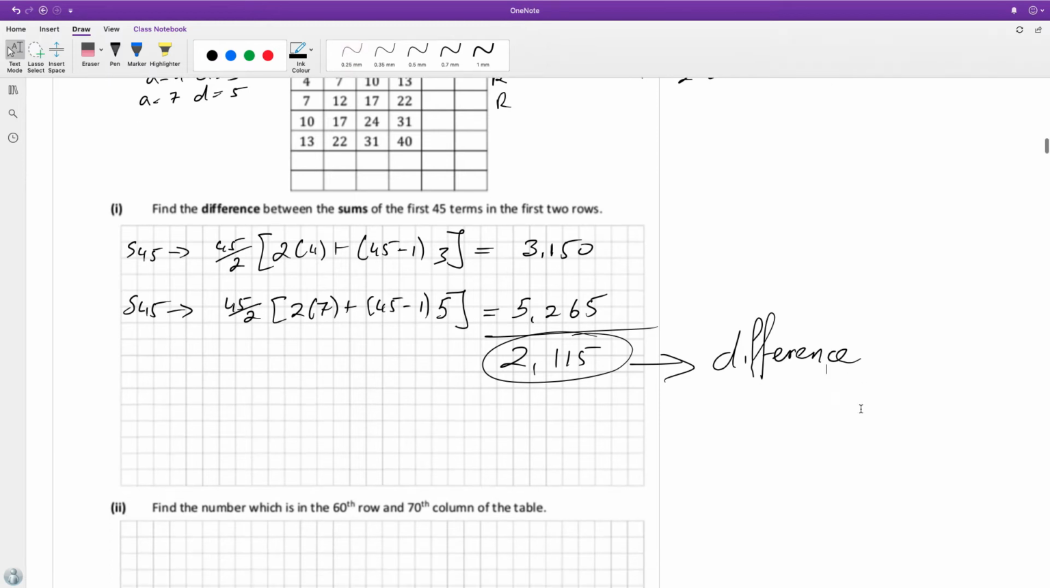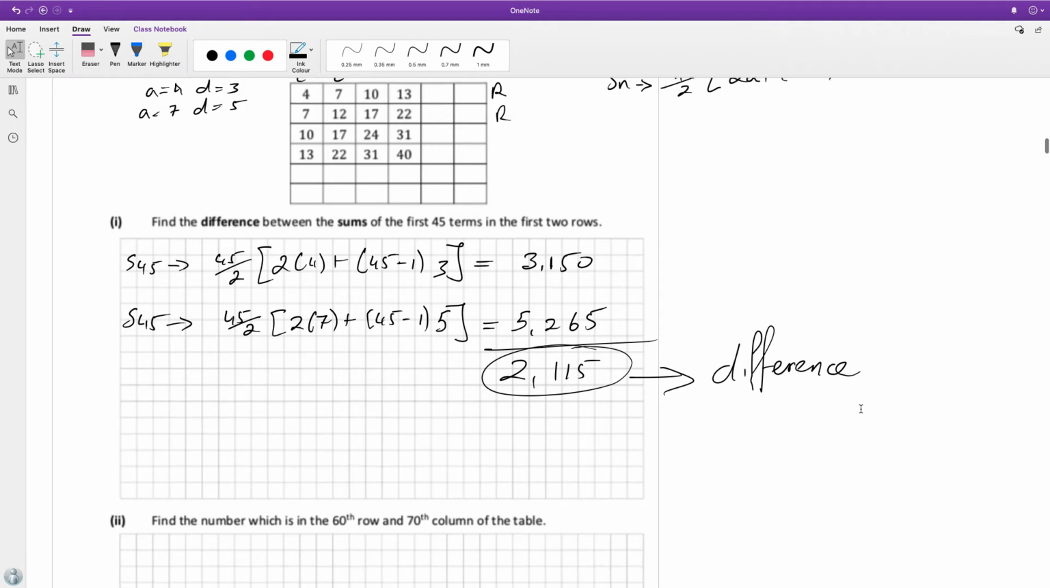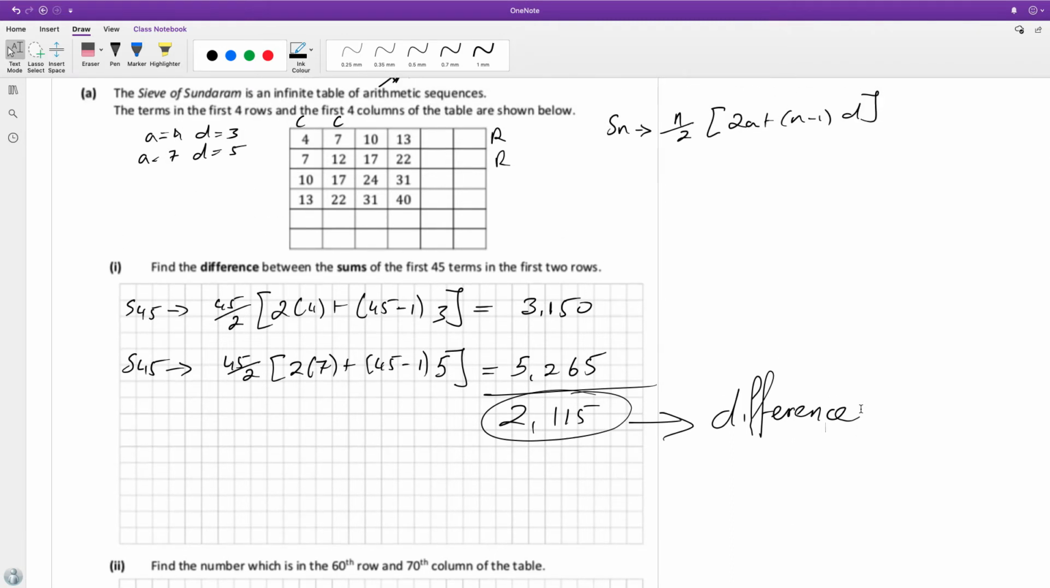Right, second part of that question. Find the number which is in the 60th row and the 70th column of the table. How are we going to figure out which number is in the 60th row and the 70th column of the table?